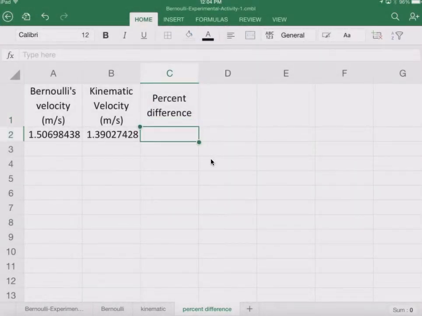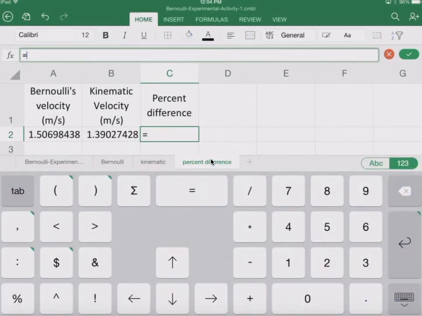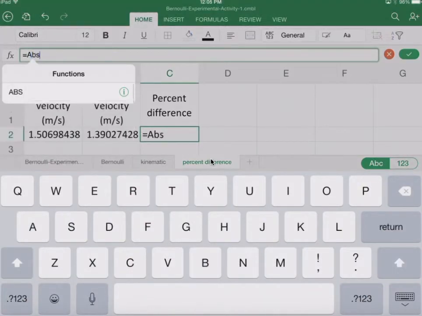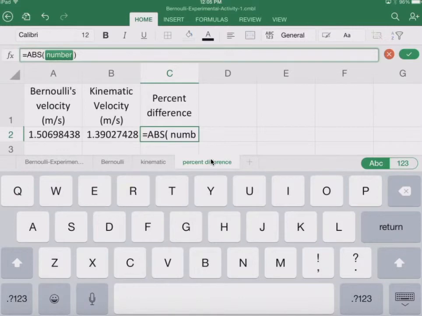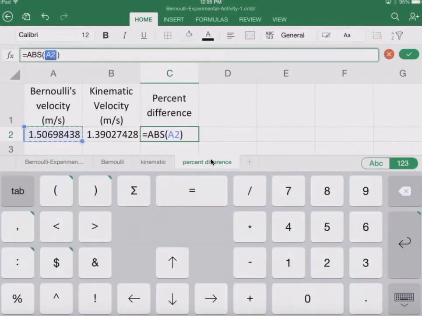Okay, and so this is just equal to the absolute value of Bernoulli's velocity minus the kinematic velocity, and it's just going to be divided by, and I'm going to put two open parenthetical statements down, because we're just looking for the average of those two velocities. So the average is just Bernoulli's velocity plus the kinematic velocity divided by 2. That's all that is.